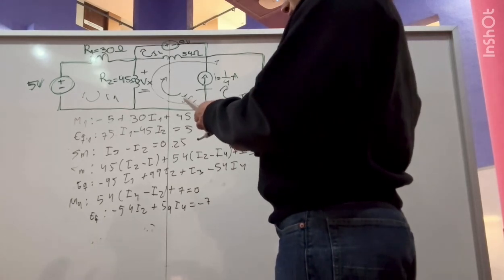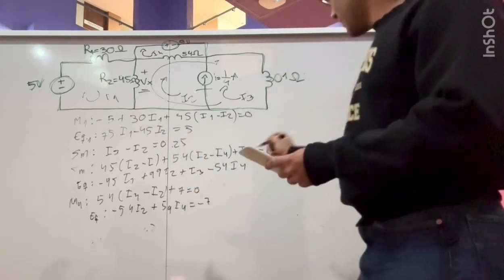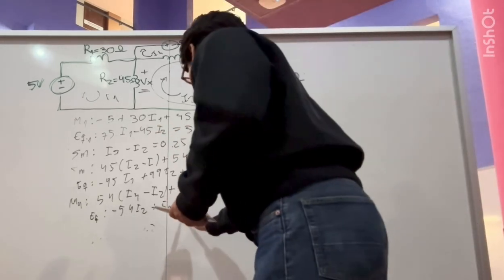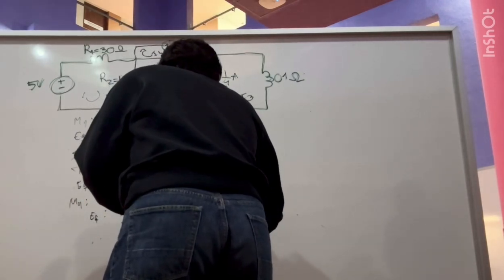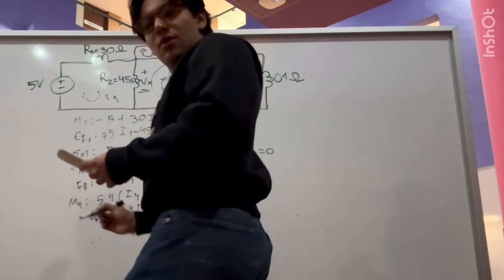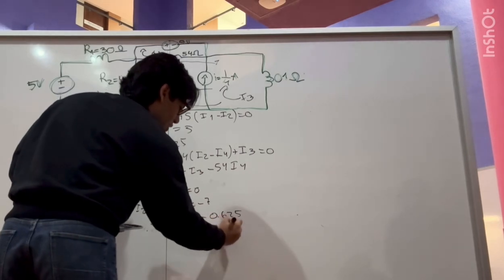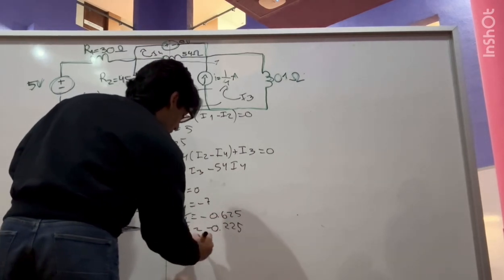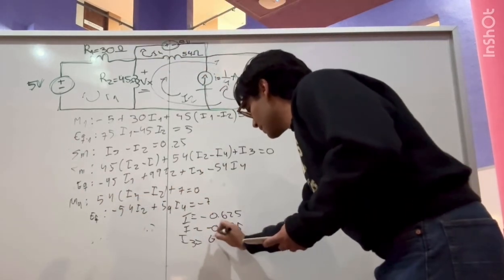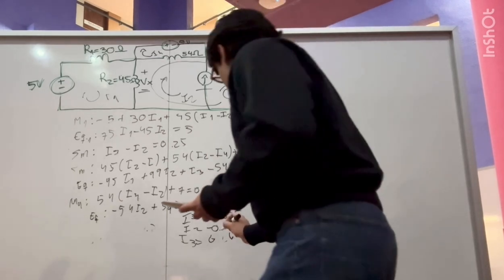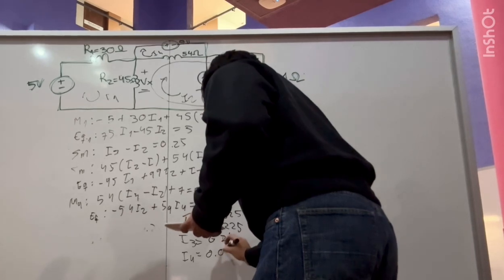So, I'm going to input the equations in order to get the currents, and I'm going to write the currents where you can see them. I'm going to write them down here. So we're going to have I1 equal to minus 0.625. I2 is going to be equal to minus 0.225. I3 is going to be equal to 0.26. And finally, I4 is going to be equal to 0.035.